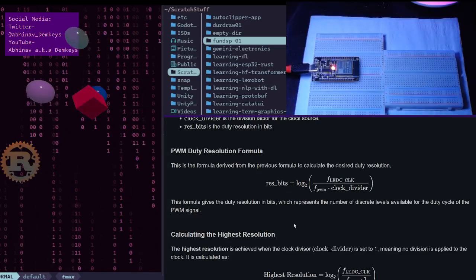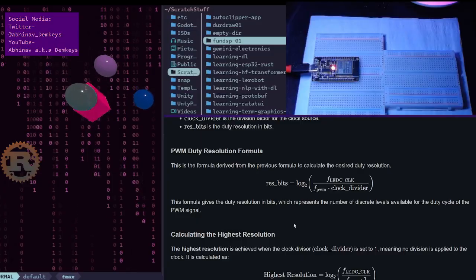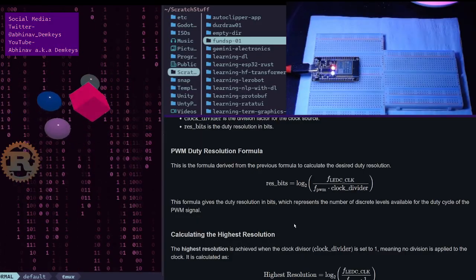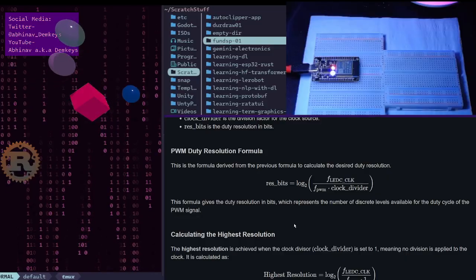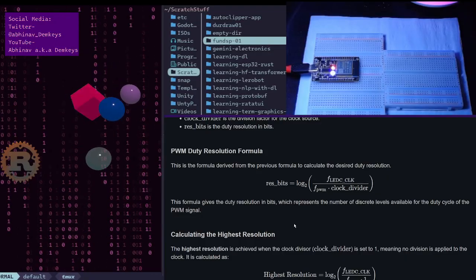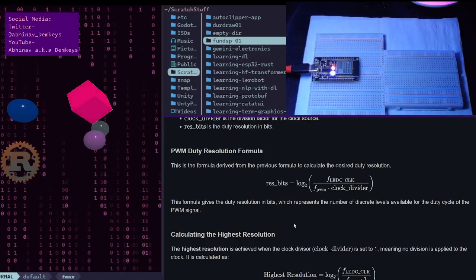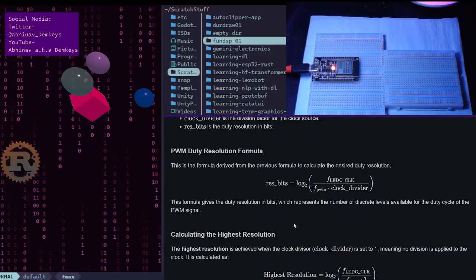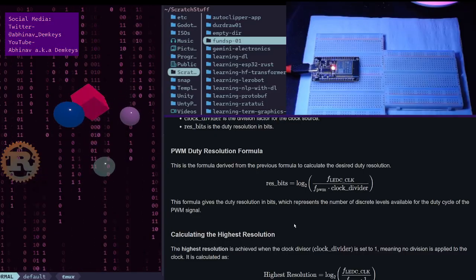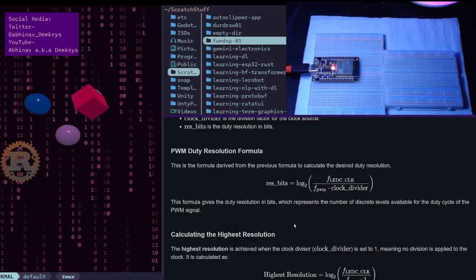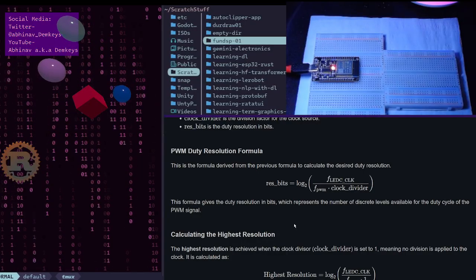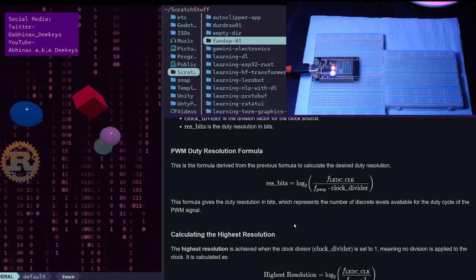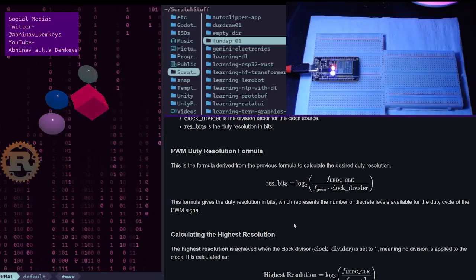I don't know. Okay, this formula gives the duty resolution in bits, which represents the number of discrete levels available for the duty cycle of the PWM signal. Okay, so this is for one period, I'm assuming, because resolution in bits, that's where we use the resolution, right? We are not usually using it for the entirety of. Actually, are we? No, hold on.